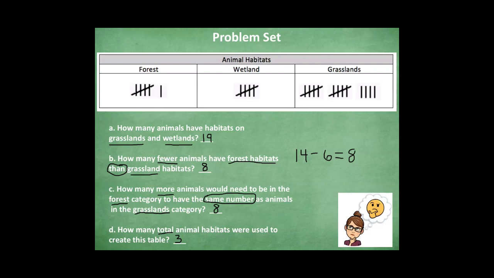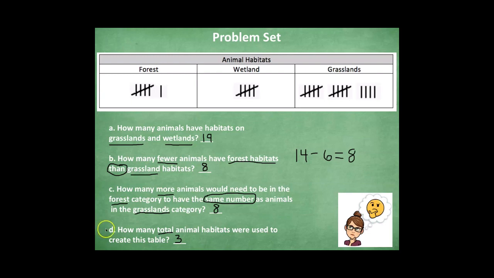How many more animals would need to be in the forest category to have the same number of animals in the grassland category? Well, I noticed that there were 6 animals in the forest category and the grassland had 14. So I think to make up the difference, it would be 8. How many total animal habitats were used to create this table? Yep, you got it. There were definitely 3.